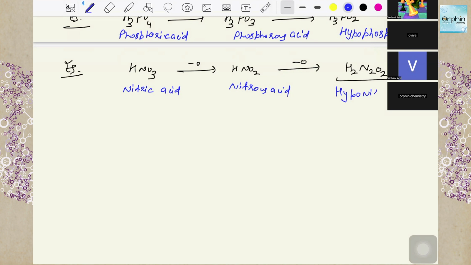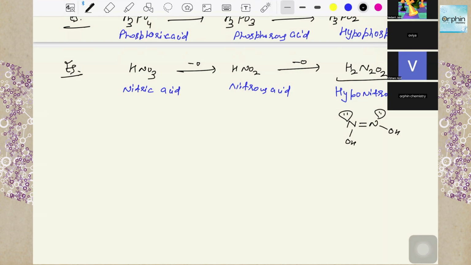This is known as hyponitrous acid. And if we want to draw the structure, there is nitrogen and nitrogen with a double bond, and there are two oxygen and two hydrogen. So just make one OH. As you can see, nitrogen is having 3 bonds and it is a symmetrical structure. So this will be the structure for H2N2O2.